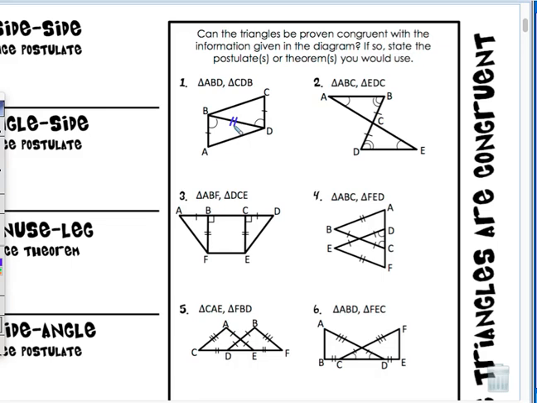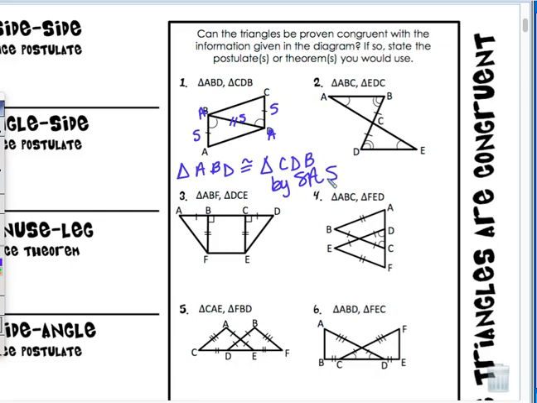So when I look at this, I have sides that are congruent, I have angles that are congruent, and I have another side that's congruent. So you can say triangle ABD is congruent to triangle, okay, what went with A? That's C. What went with B on the other one? That's DB. So you have to write those corresponding pieces. You can prove that those 2 triangles are congruent by side, angle, side.